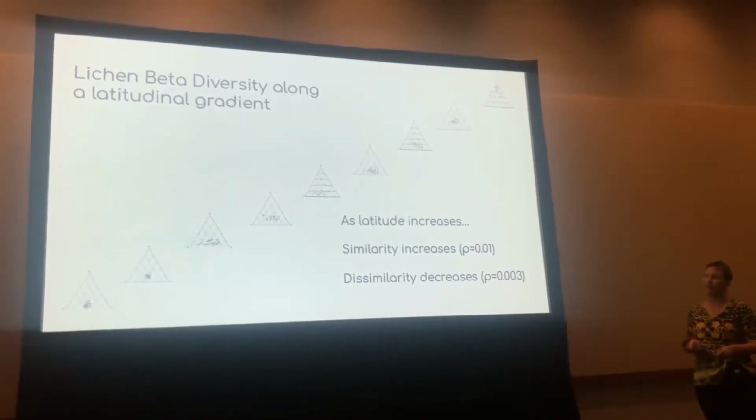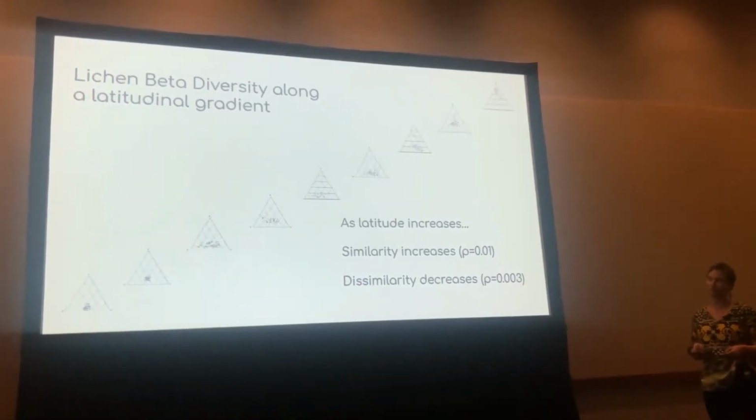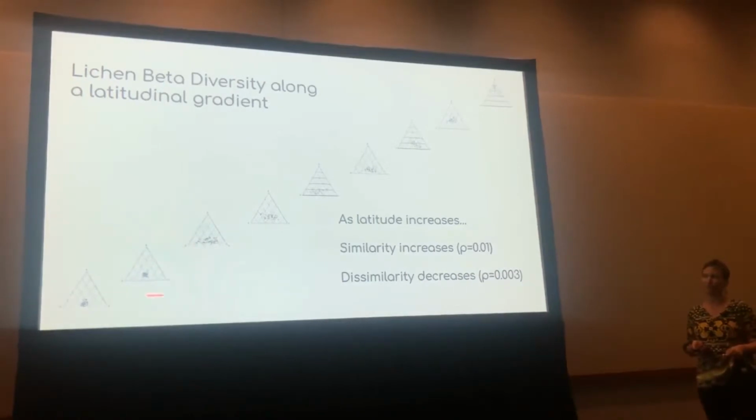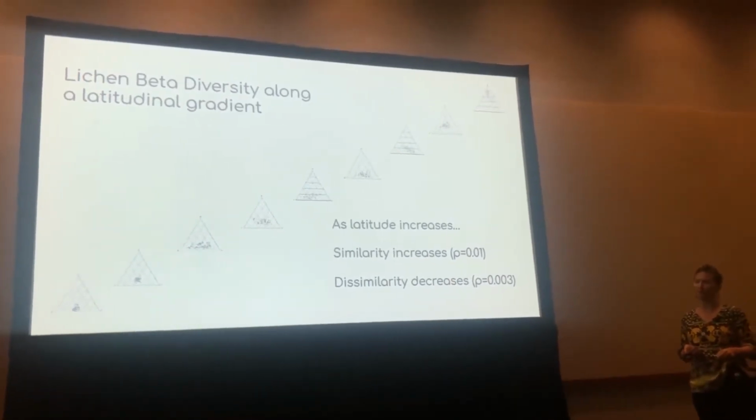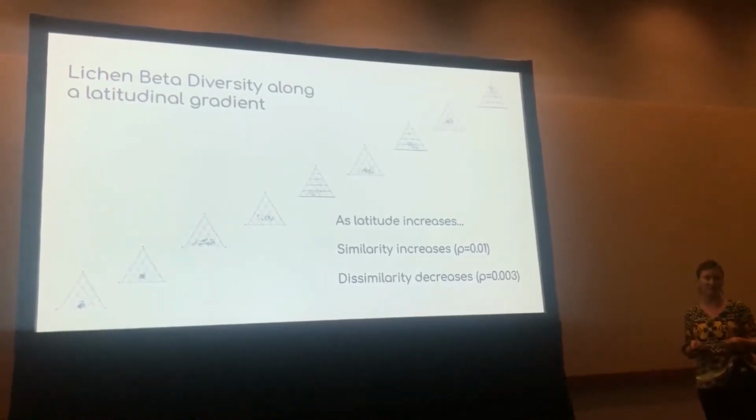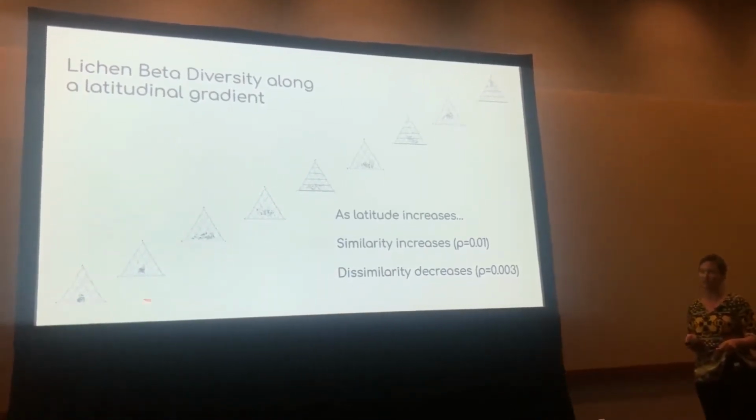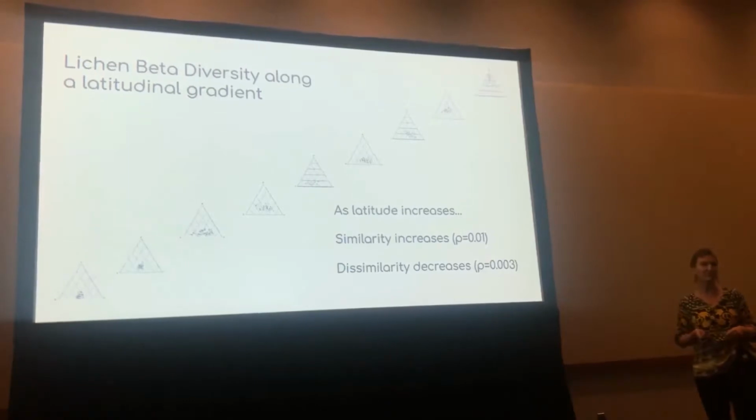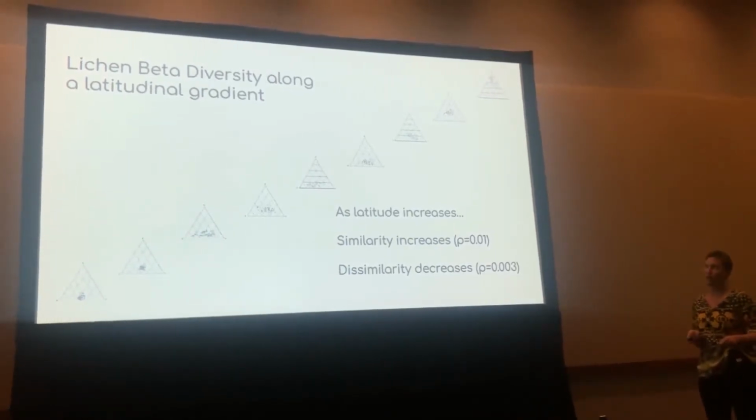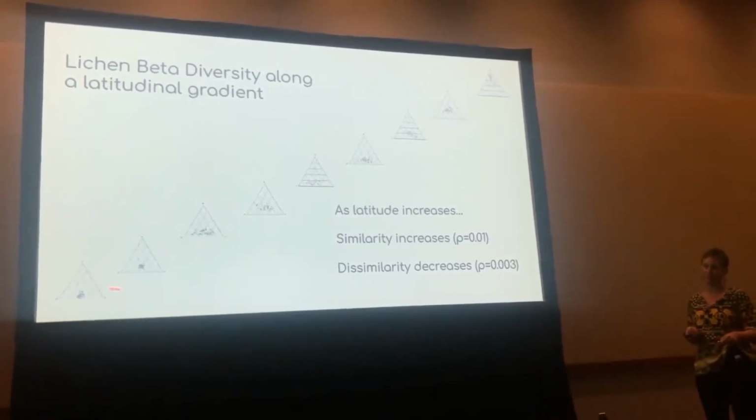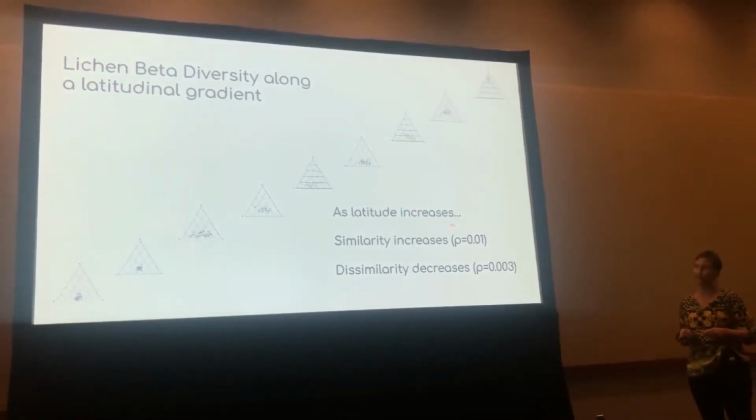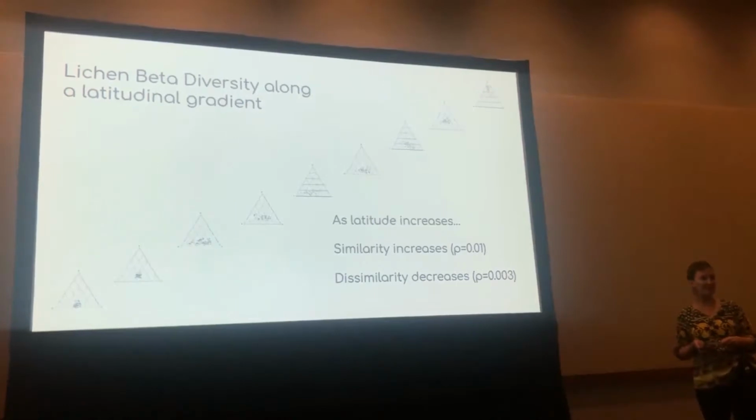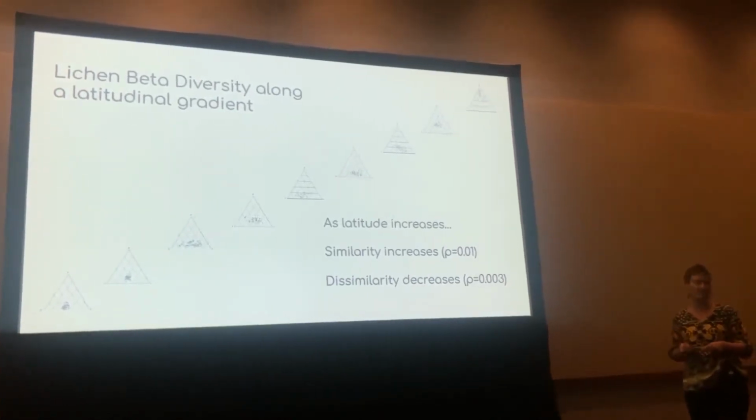Interestingly enough, I know these plots are a little bit hard to see, but I just wanted to add them as a visual. This is looking at beta diversity. The top one is a measure of similarity as you go from one plot to the next within each site. And then the 2 bottom ones are different metrics of dissimilarity. And so what we see, this is again my most tropical site here, and then all the way up into the northern boreal, is that as latitude increases, similarity increases and dissimilarity decreases.